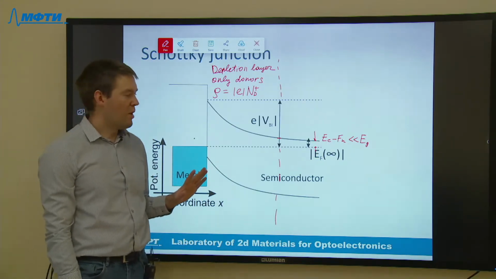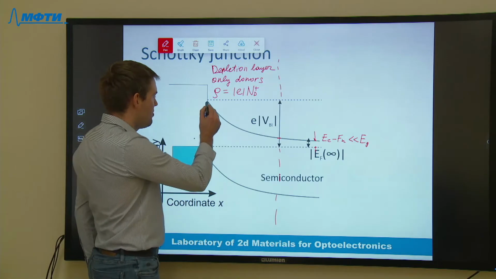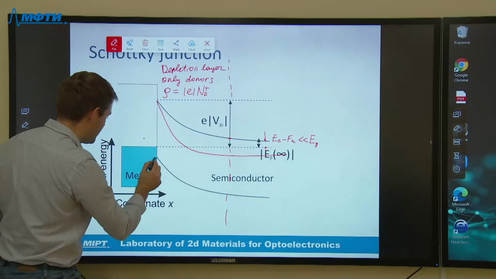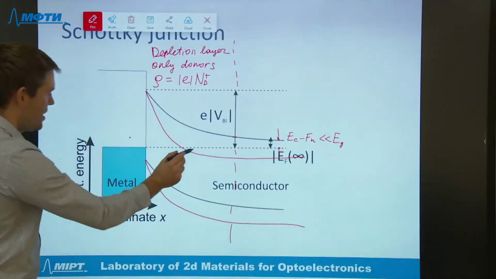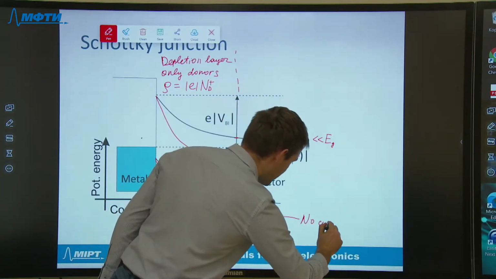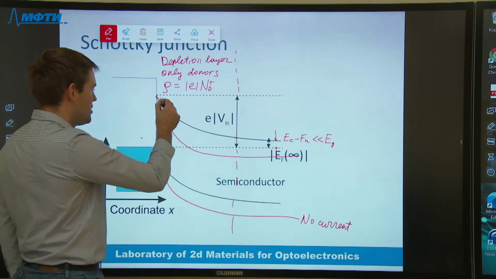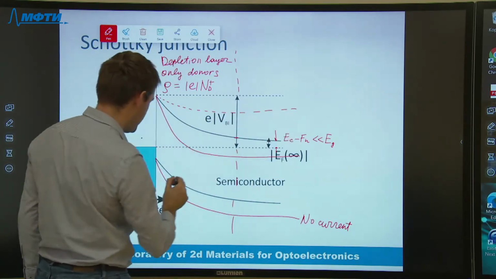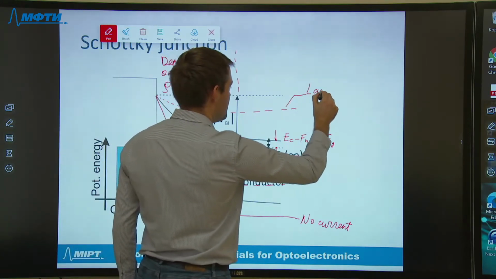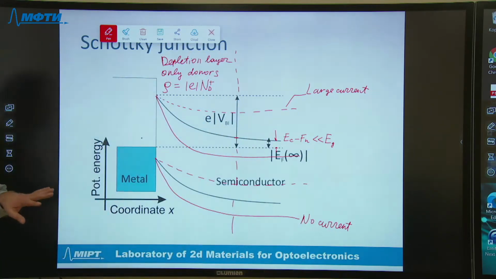For example, when we want to consider some non-equilibrium situations, if we apply the bias voltage so that the band diagram is bent downward, the barrier for electrons goes higher. And here we will have no current. And if we apply the bias such that the band diagram is bent upward, this situation will correspond to large current. This is just our intuition. We will prove these statements by rigorous calculations.